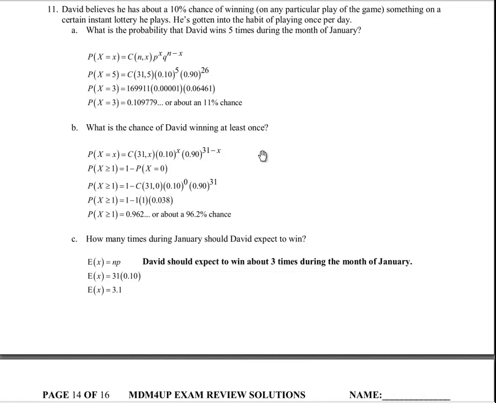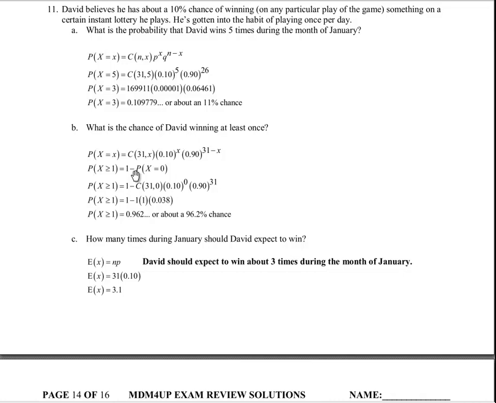What's the chance of David winning at least once? Well, now at least once would be 1 time, 2, 3, 4, 5, all the way up to 31. So you could do all those probabilities and add them up. Okay, that would work, but it's pretty long. So an easier way to do that would be to find the probability he doesn't win at all and subtract that from 1. Okay, because he either wins once or more, or he doesn't win at all.